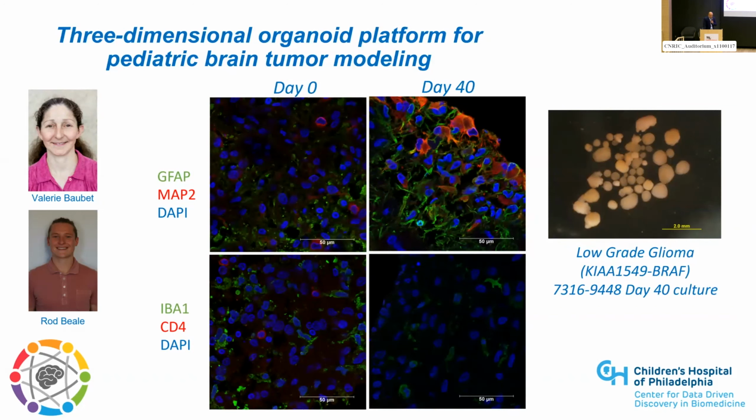As you can see, we have this one low-grade glioma case, which is KIAA1549-BRAF positive, and the staining shown here at day 0 and day 40 indicates relatively similar composition of these organoids. Interestingly, we see an immune component for several days in these organoids. But for this specific case, we are relatively sure that even after 40 days, there's some indication of microglia within this culture.